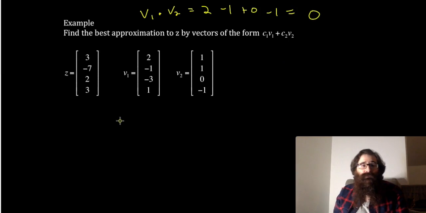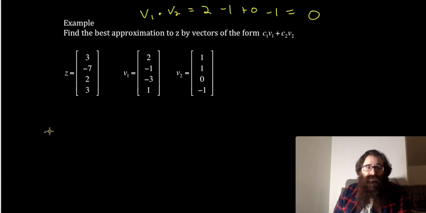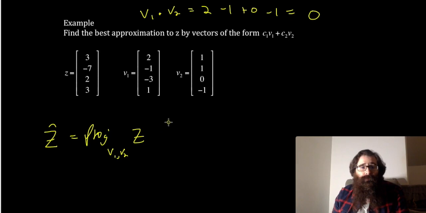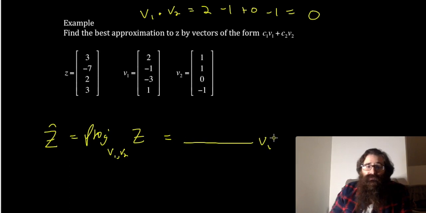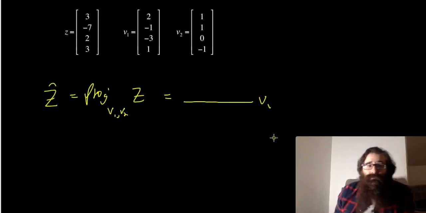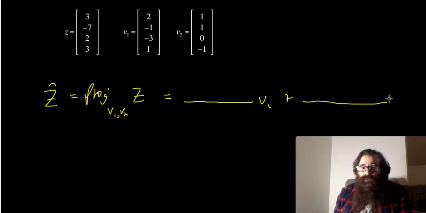So yes, orthogonal, which means that the best approximation to z by vectors of the form c1 times vector v sub 1 plus c2 times vector v sub 2 is going to be the projection. I'm going to call this z hat, since I'm talking about z instead of y, but it doesn't make a difference. Z hat, which is the projection of vector z onto the space dictated by v1 and v2, is going to be equal to some coefficient times vector v sub 1 plus some coefficient times vector v sub 2. Well, let's build these coefficients. We know how to do this.